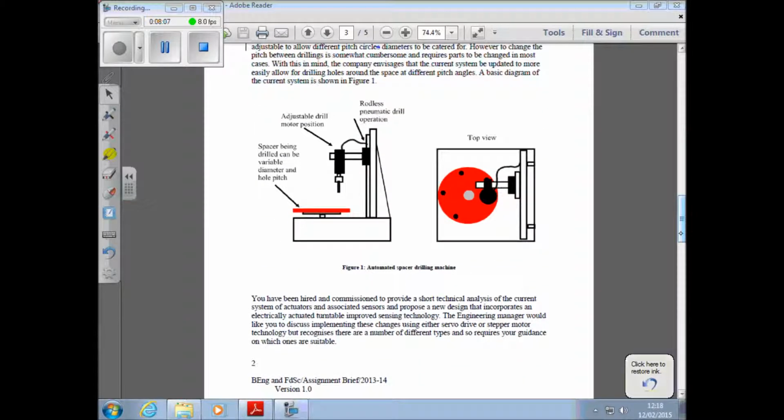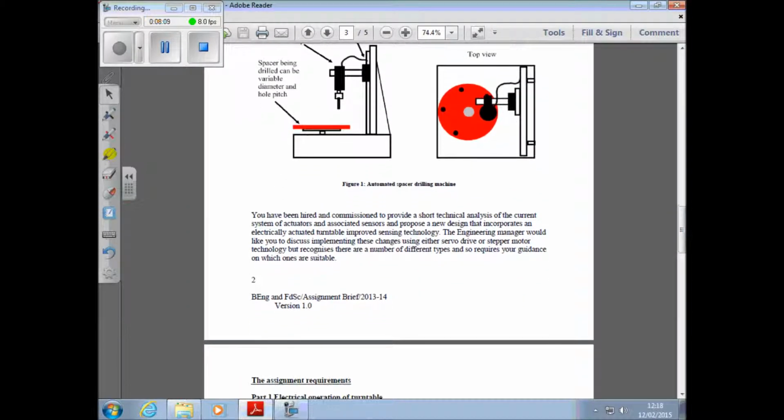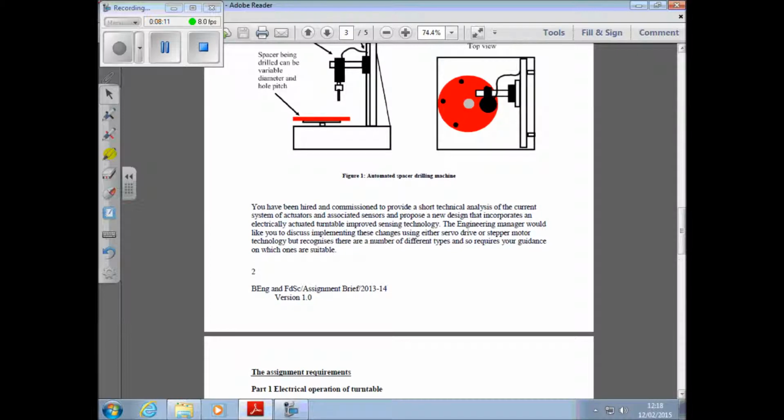You've been hired and commissioned to provide a short technical analysis of the current system of actuators and associated sensors and propose a new design that incorporates an electrically actuated turntable and improved sensing technology. The engineering manager is likely to discuss implementing these changes using either servo drive or stepper motor technology, but recognises there are a number of different types and requires your guidance on which ones are suitable.